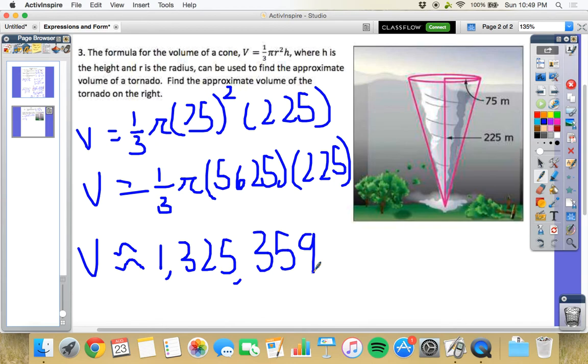And then since the units for the radius and the height are both in meters, that means the volume we would write in cubic meters, which is written as meters to the third power, but that means a cubic meter.